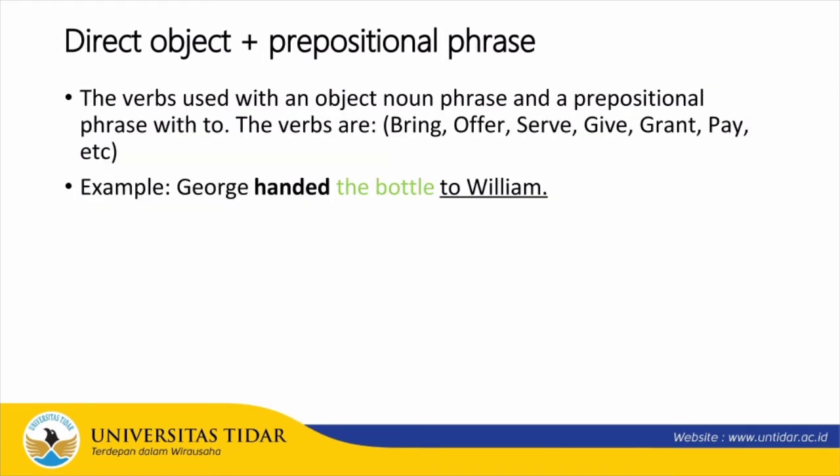And the direct object plus prepositional phrase. The next content is verbs used with an object noun phrase and a prepositional phrase with to. The verbs are such as bring, offer, serve, give, grant, pay, etc. The example is: George handed the paddle to William.